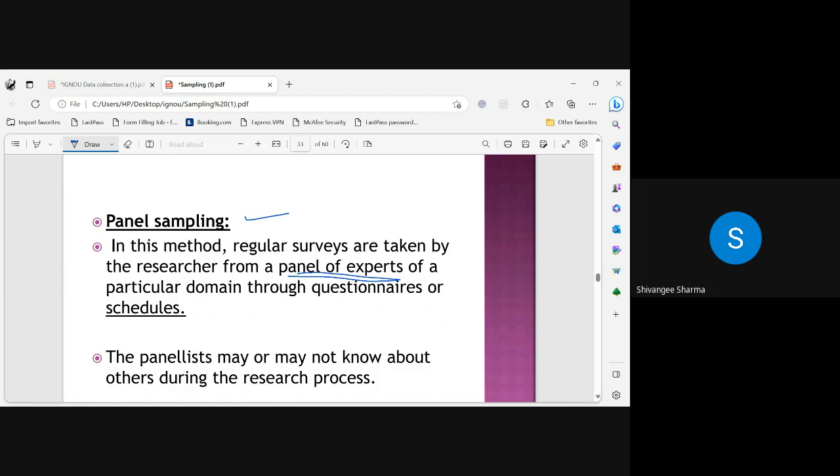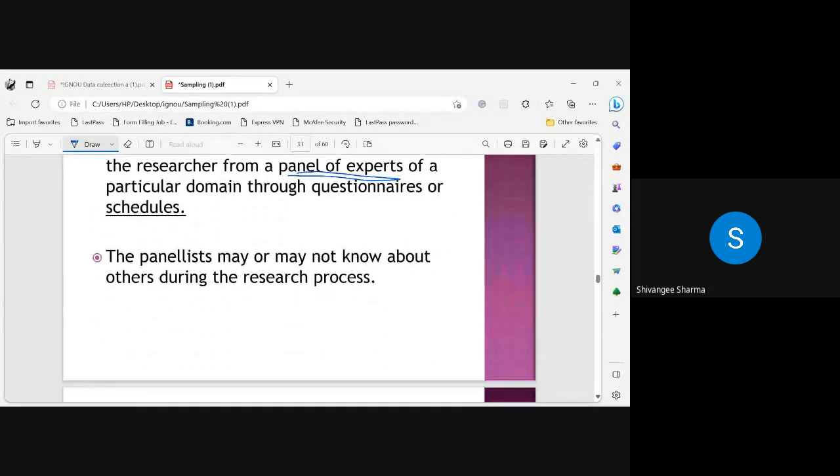which there will be some, say, FMS faculty you can take, or some economics experts you can take, right? And some other people who are working in good positions of policy making in RBI, you can take them. So these will form the panel of experts, and you request them to fill your questionnaires or schedules, and you do your study. Then that will be a panel sample.